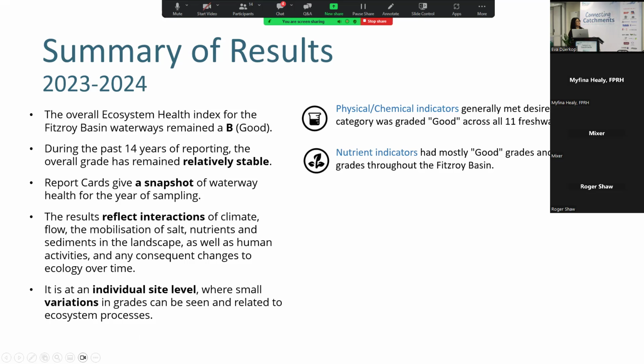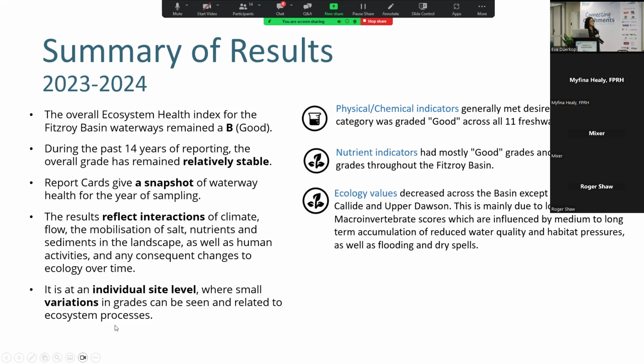In terms of ecology, this is the one that decreased across the basin, except for the upper Isaac, Fitzroy, and the upper Dawson, due to the lower macroinvertebrate scores, which are influenced by medium to long-term accumulation of reduced water quality and habitat pressures. Bear in mind one of our criteria for ecology is habitat.